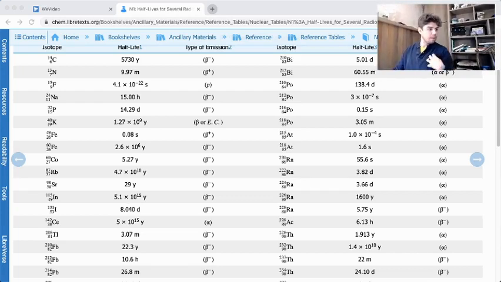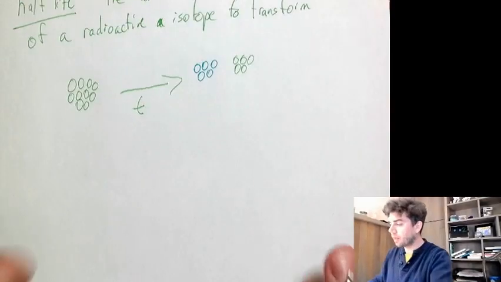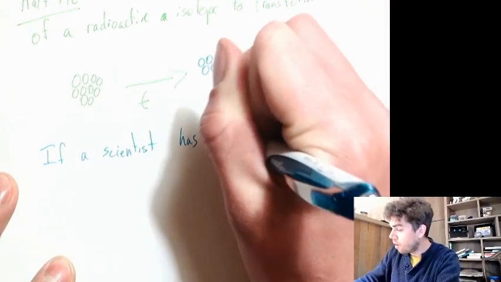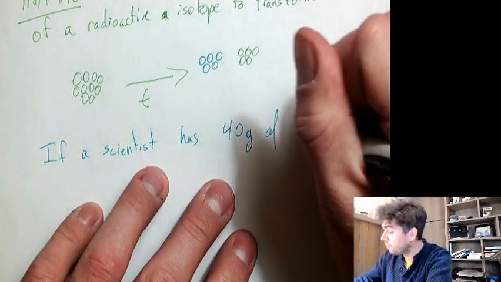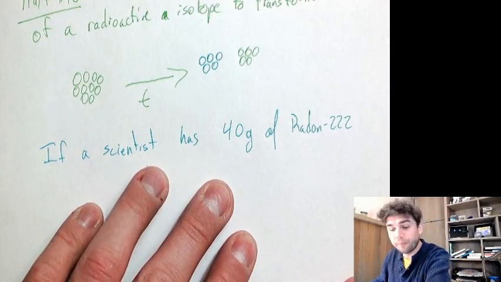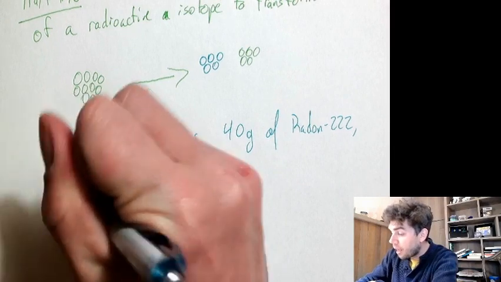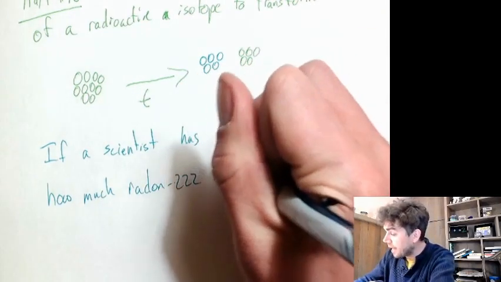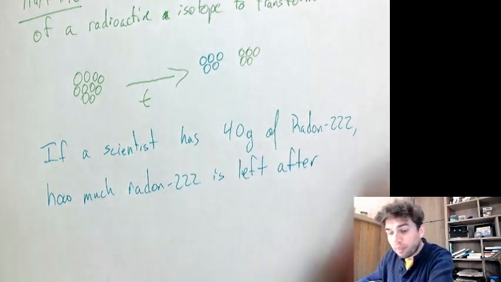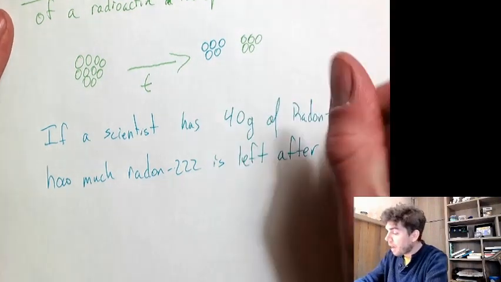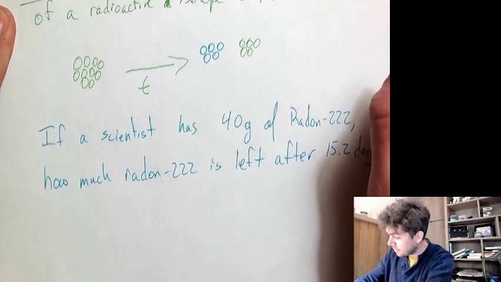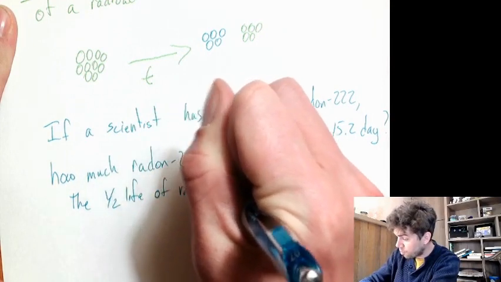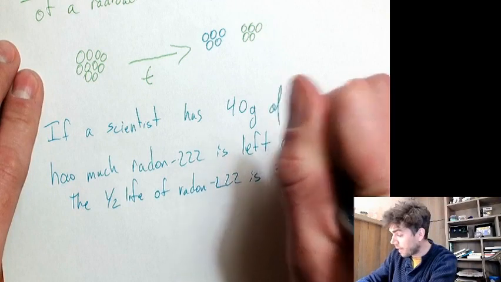So, if a scientist has 40 grams of radon-222, how much radon-222 is left after 15.2 days? The half-life of radon-222 is 3.8 days.